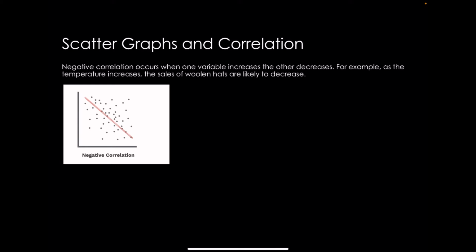A negative correlation occurs when one variable increases, the other decreases. So, for example, as the temperature increases, the sales of woolen hats are likely to decrease. Or as the temperature increases, the likelihood of hot chocolates being sold will decrease. Or it could be the other way around. As the temperature decreases, the number of hot chocolates being sold will increase.